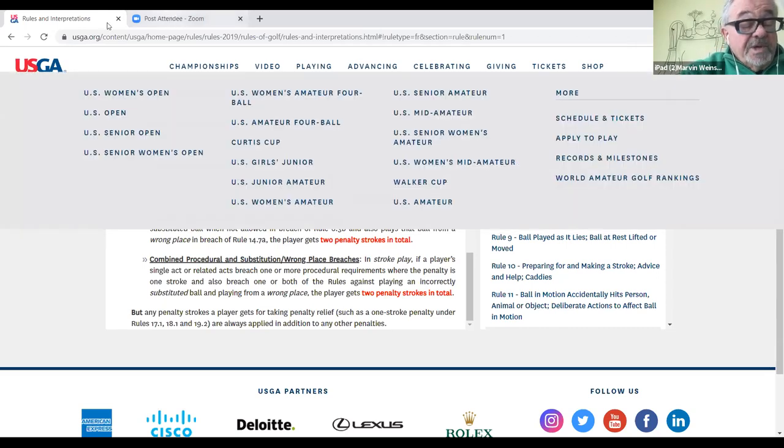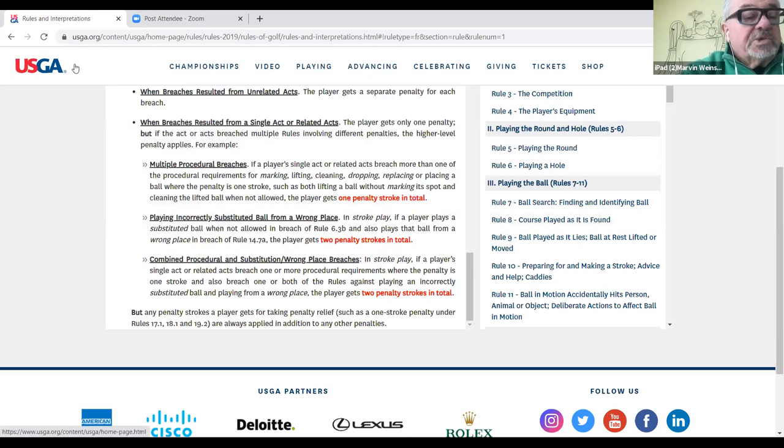Craig, what about where a player takes several practice swings in the bunker and then, going backwards, touches the sand? Is that one penalty? It's related acts. It is a related act, Marv? Yeah, it is a related act.